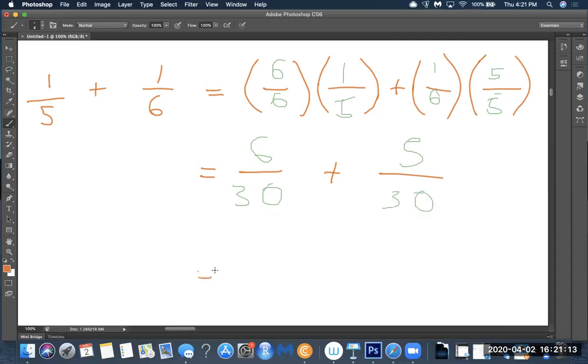Good job. So now you have this denominator is the same, right? Yeah. So what can I add now? 6 and 5. Write it down. Would it equal, or put 6 plus 5?